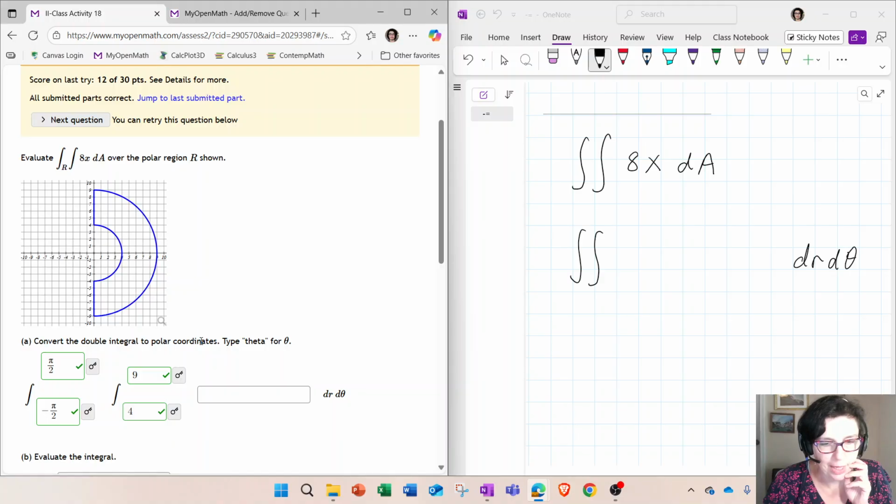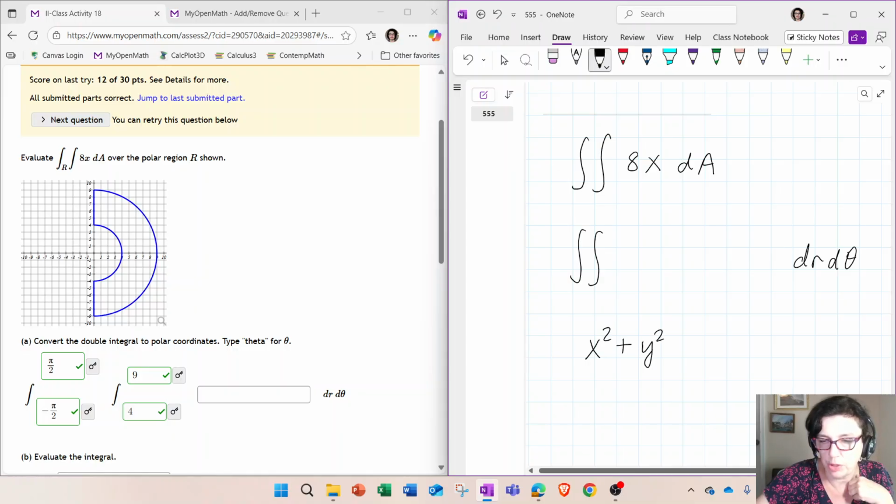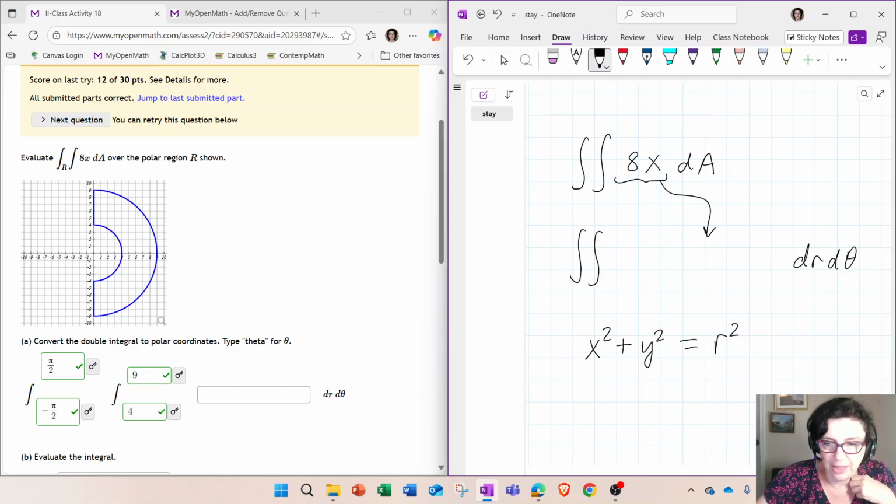Okay, so next what you need to do is change the 8x that was in here to polar coordinates. Now here are the connections between the rectangular and polar coordinates. If you see x squared plus y squared, you are immediately changing that to r squared. But we don't see that. We actually see 8x, right? And we need to transform that to polar. So that's not really going to help us. But we also know that x is r cosine theta and y is r sine theta. So that's going to help because instead of x, we're going to put r cosine theta.